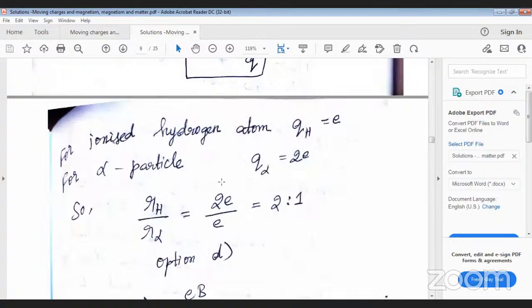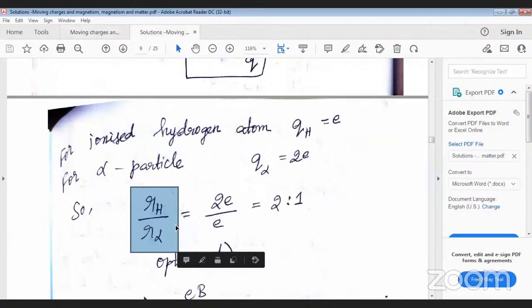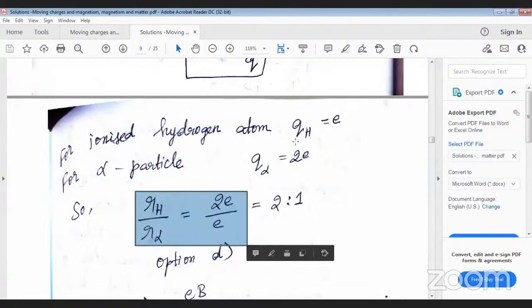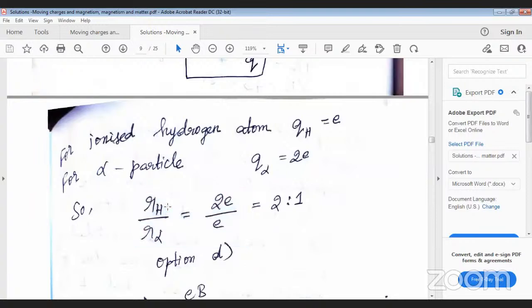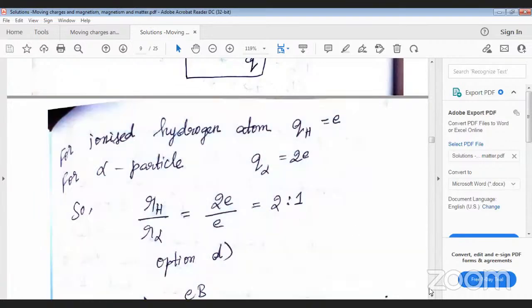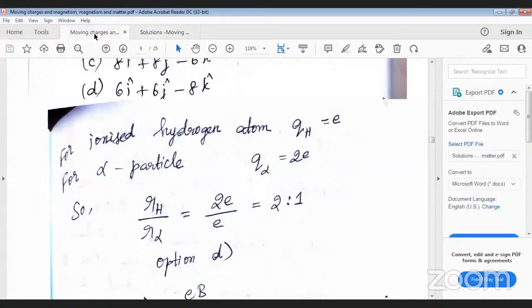So we need to find out the ratio of the radius of hydrogen and alpha particle. So R_H by R_alpha is equal to Q_alpha by Q_H. That will be 2E by E. Why is it coming like this? Because of the inversely proportional relation. The radius is inversely proportional to the charge. So it is 2E by E. That will give you 2:1. That is option D.